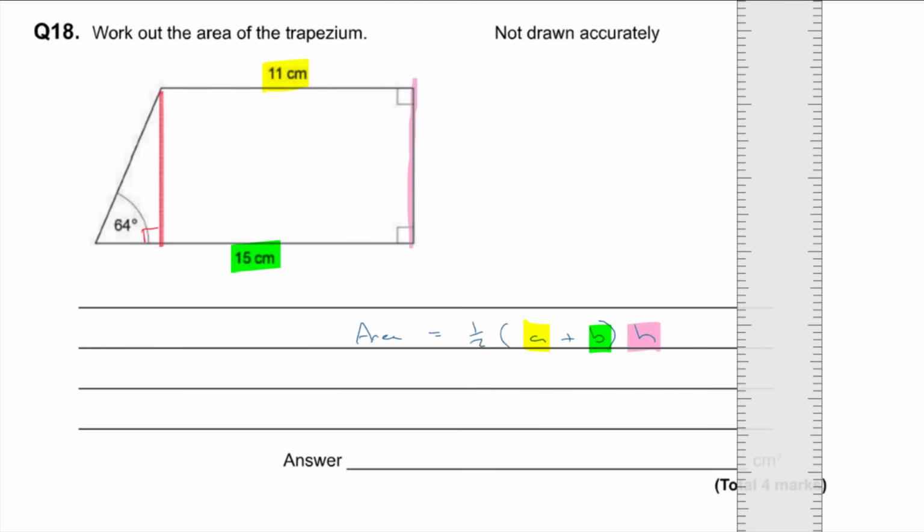We need to know one other thing. It'd be helpful if I knew this side here, for instance. I can work that one out, can't I? Because it's a right angle over here, and I know that's 11 and that's 15, then this bit here must be the difference between 15 and 11. It must be 4, mustn't it? Okay, so that length there is 4.